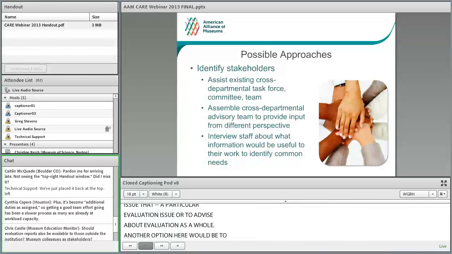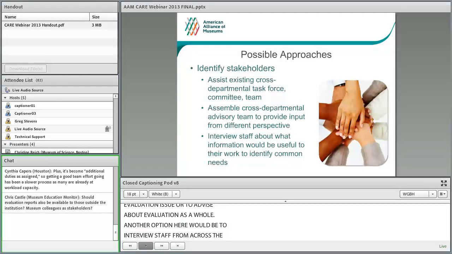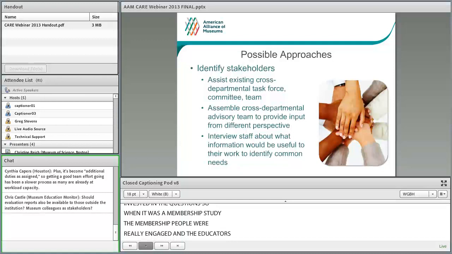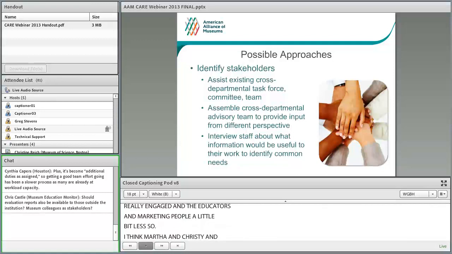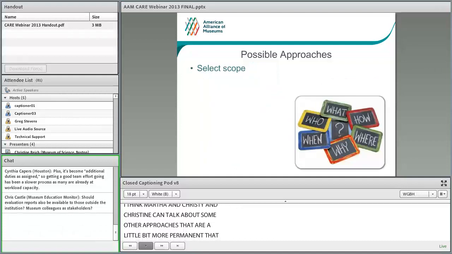Another option here would be to interview staff from across the museum to find out what their information needs are and look for the commonalities. And if there are commonalities that people start to gravitate toward, that could form the basis of a team that you put together. We did more at the DIA of trying to bring together cross-departmental teams to advise on particular projects. We struggled with that a little bit. Not everybody was as equally invested in the question, so when it was a membership study, the membership people were really engaged, and maybe the educators and marketing people a little bit less so. I think Martha and Christy and Christine can talk about some other approaches that are a little bit more permanent that might be other options that might be a little more successful in your particular situation.